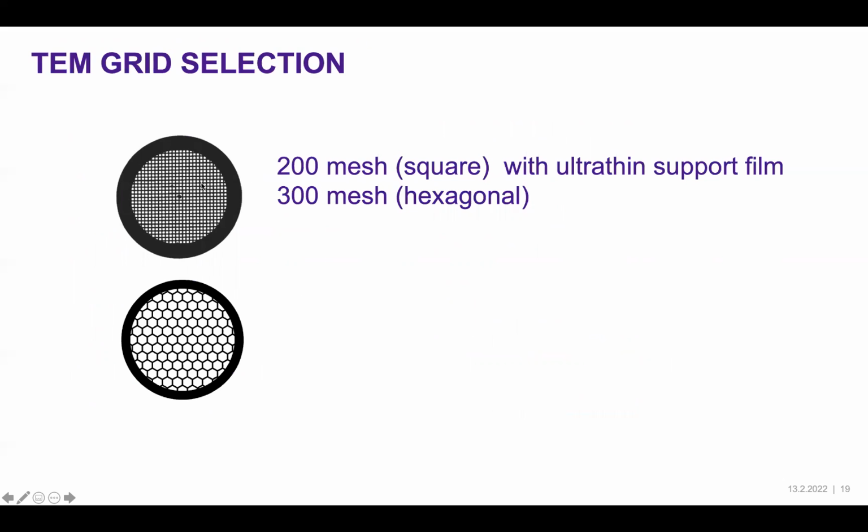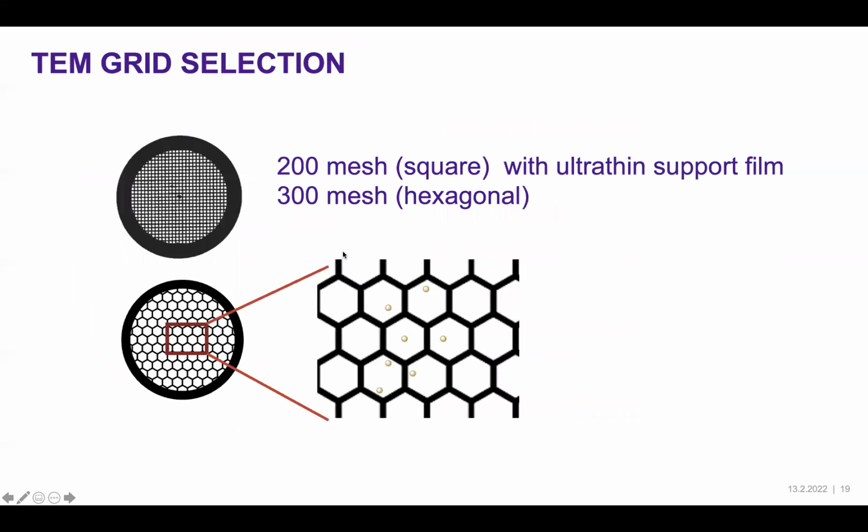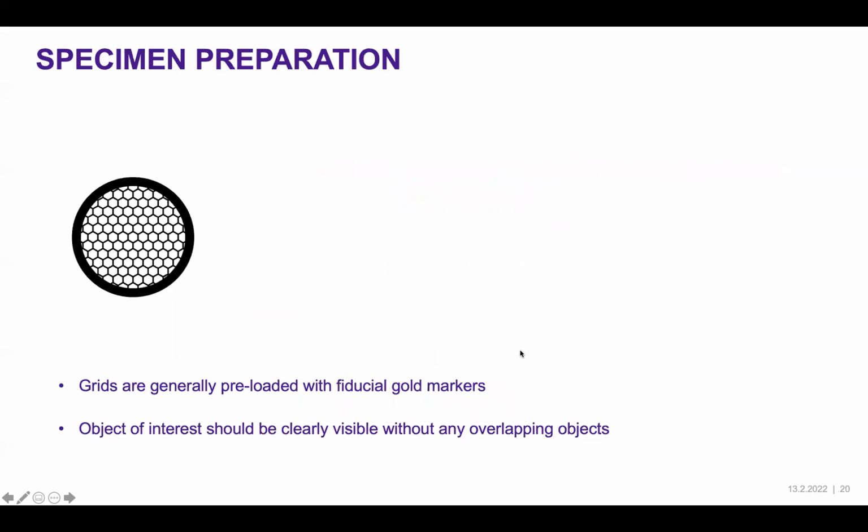So for grid selection, it's important to have a lower mesh size. That means it gives you a larger area and more options to image particles. Or you can use a hexagonal grid, which again helps, unlike a square grid. It will not block the electron beam as much as a square grid does.